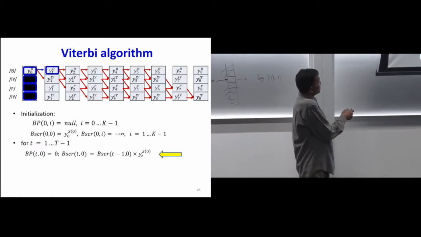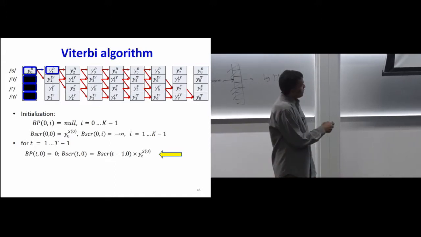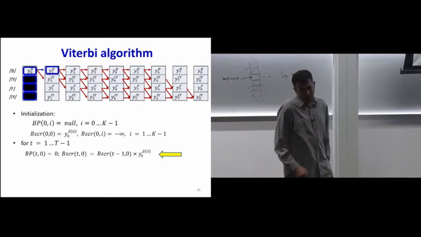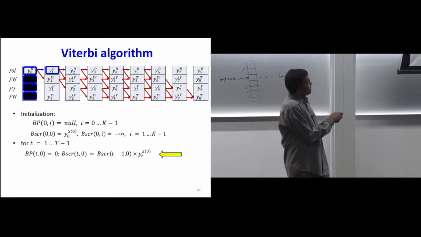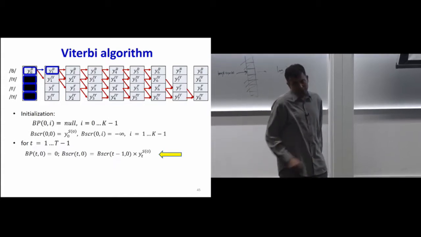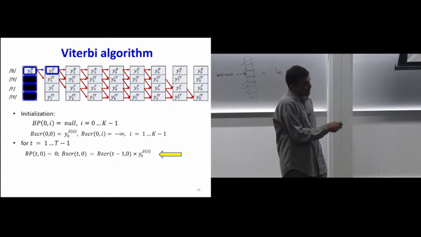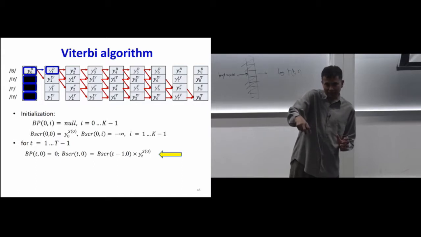What is the best path to this one? There's only one way of getting to this one, right? So the best parent over here is simply going to be 0 for the top one. The only way to get to it is from this one, right? So the best parent is just 0. And the probability of the best path from here, which includes both these guys, is the probability of the first symbol times the probability of the second symbol.